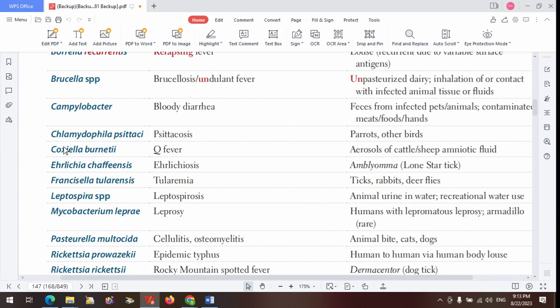Leptospira, animal urine, all these rodents. Mycobacterium leprae, armadillo. So armadillos are sources of this Mycobacterium leprae. Remember that we said that lepromatous leprosy is what? Leprae cannot survive outside the host. It must be somewhere. So the major reservoir is armadillo in the US, and humans too.